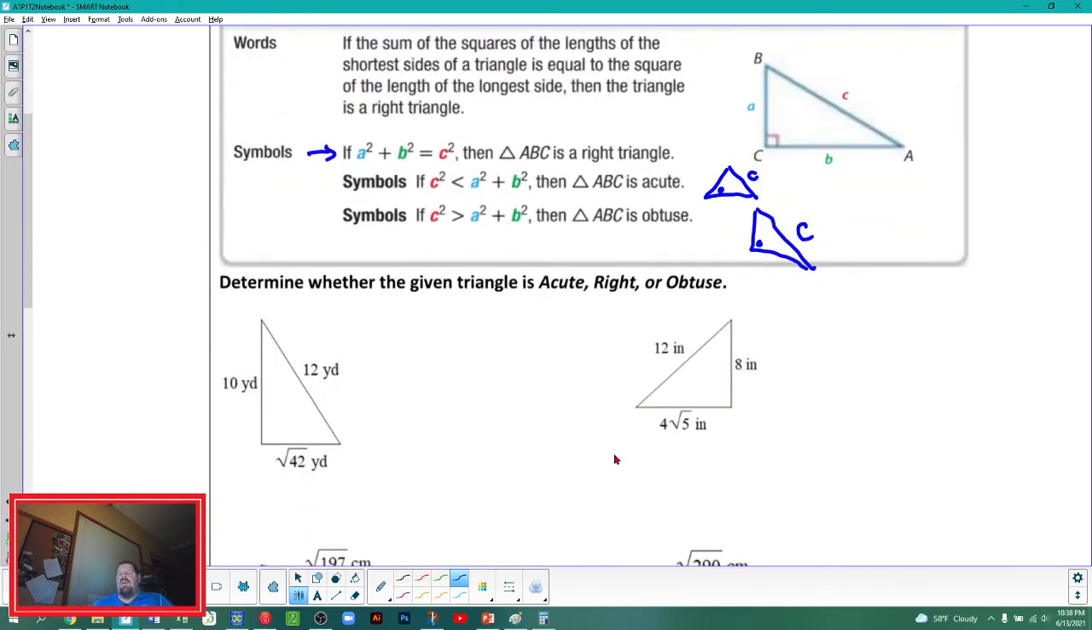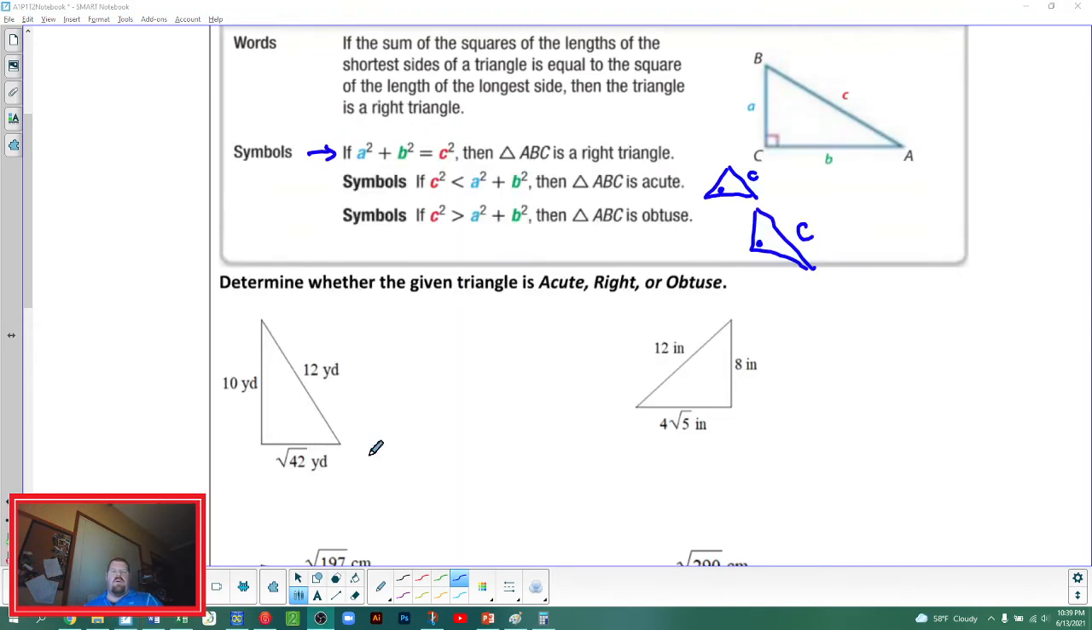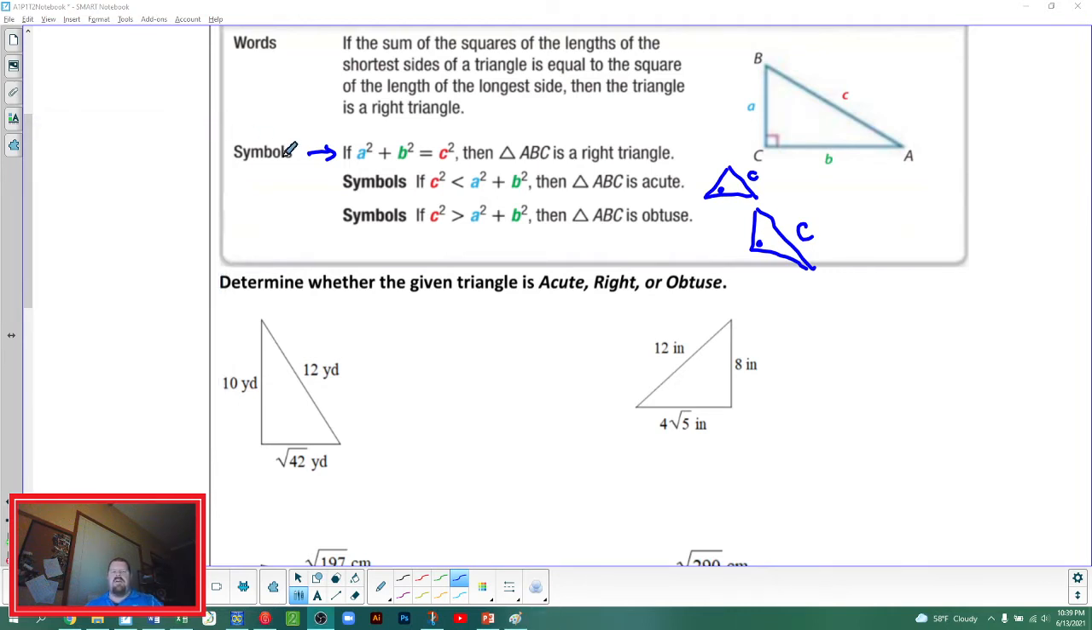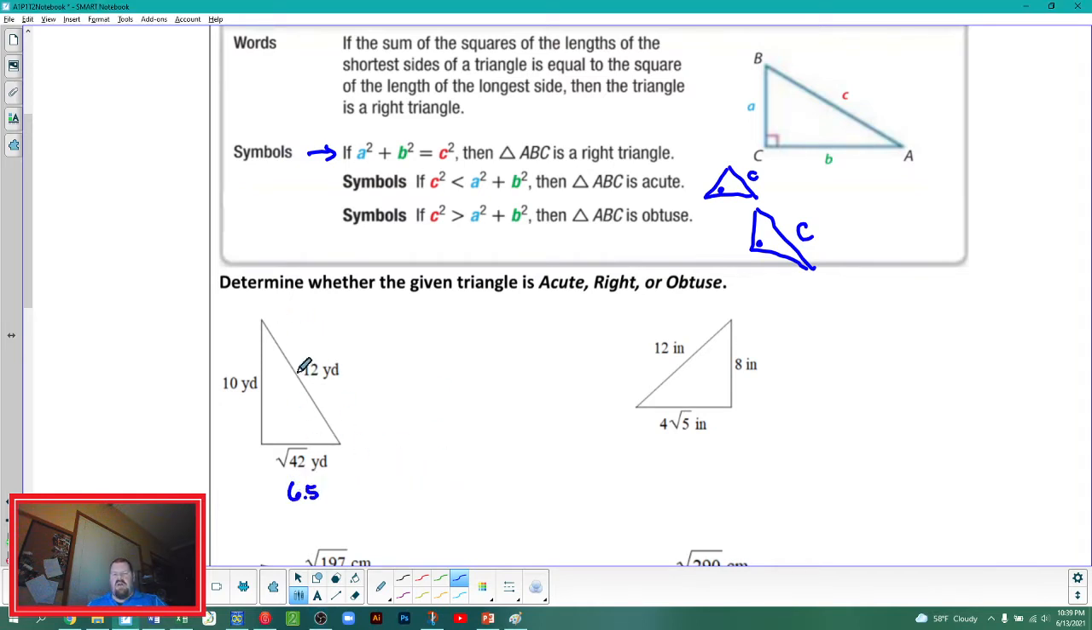So let's go ahead and try to put that to use. We want to figure out if each one of these triangles is acute, right, or obtuse, based on these three statements right here. So we always have to think of which side is the longest side. 10, okay, 12 is bigger than 10. So right now 12 is my proposed hypotenuse, but I'm worried about this square root of 42. So maybe I check out the square root of 42. Okay, it's basically 6.5. So the longest side is 12.